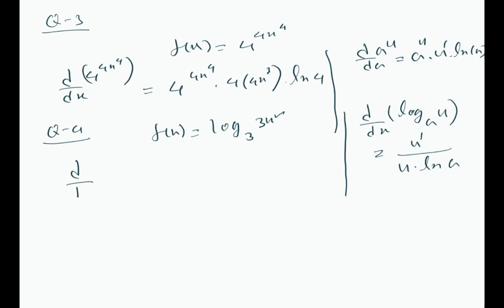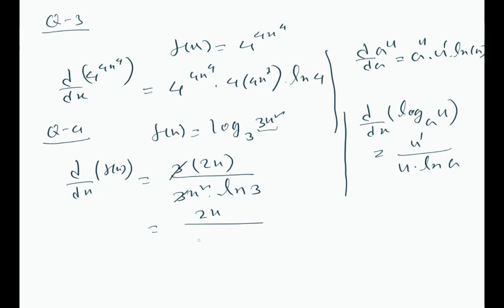So the derivative of this function f of x is equal to, first, u prime. So what is u here? This term, right? So it would be 3 times 2x to the power 2 minus 1, which is actually 1, right? Then u, what is u? 3x squared, right? Times ln of a. What is a? A is 3. So we can rewrite it again. Okay, this 3 over 3 gets cancelled. So we can write 2x over x squared ln of 3.